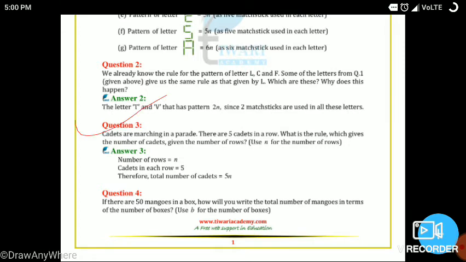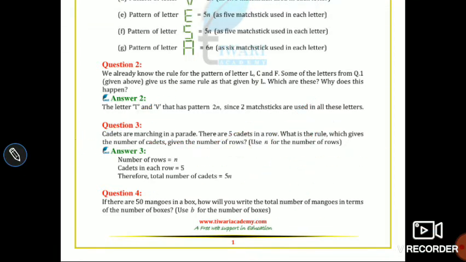Okay students, question number 3. Cadets are marching in a parade. There are 5 cadets in a row. What is the rule which gives the number of cadets given the number of rows? Use n for the number of rows. So here we have to suppose the variable as n. Okay, it is given in our question. Okay, use n for the number of rows.